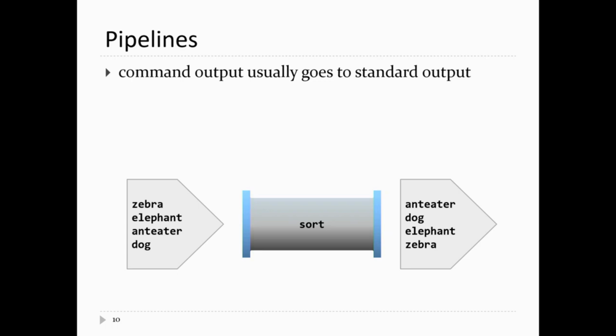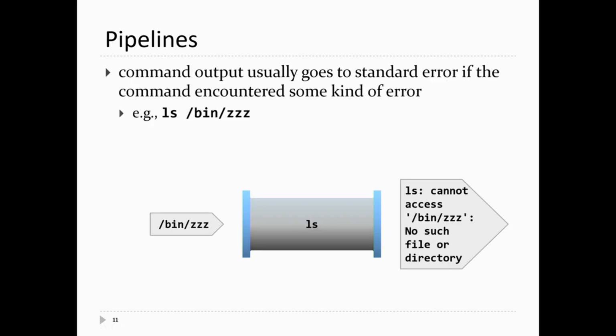Okay, the output of a command usually goes to standard output. So for many Unix commands, when you run the command, it just prints stuff out to standard output. So sort, by default, sends its output to standard out. So it prints anteater, dog, elephant, zebra in this case.